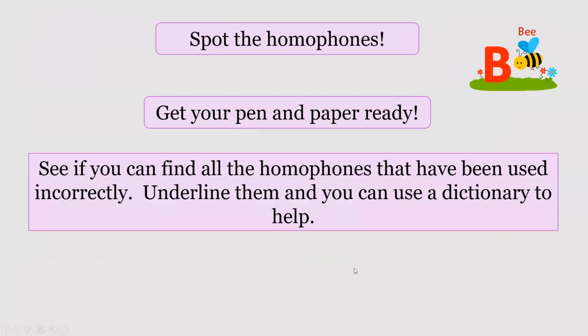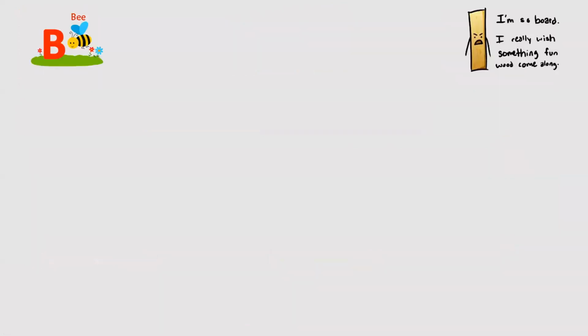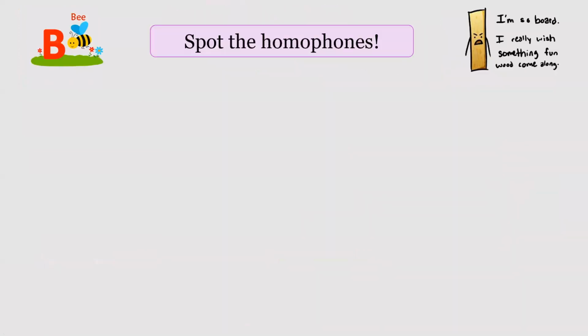Perfect. And now we've come to the second exercise, which is spot the homophones. I would like you to get your pen and paper ready. See if you can find all the homophones that have been used incorrectly, underline them, and you can use a dictionary to help. So I'm going to read the text. You can pause the video, do the exercise, and then correct with me.